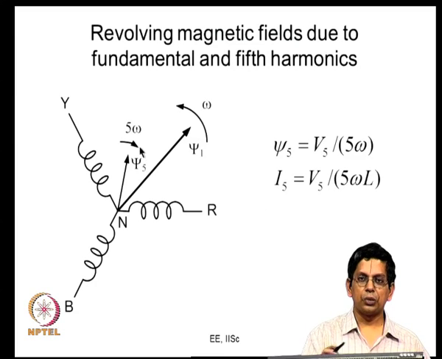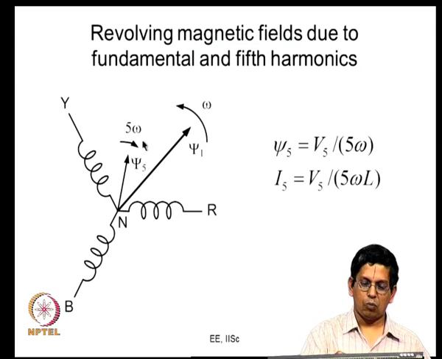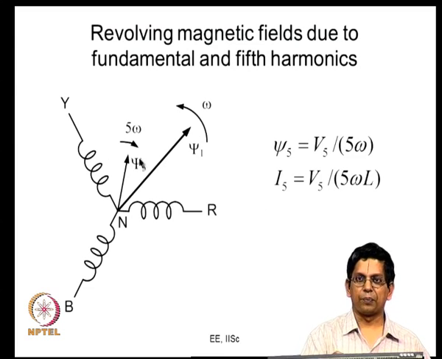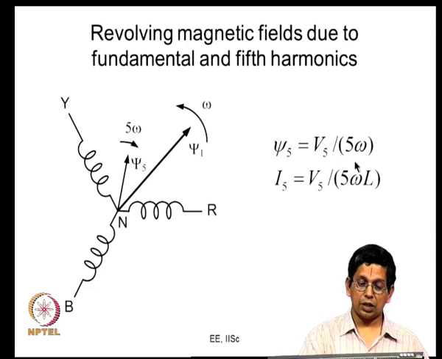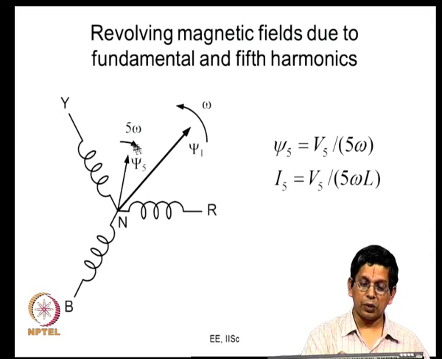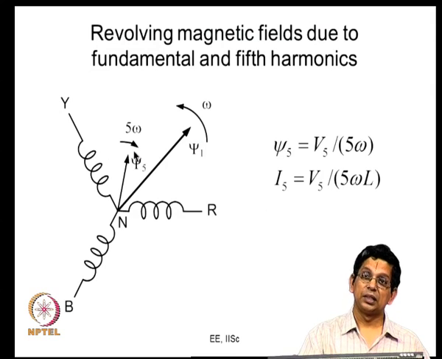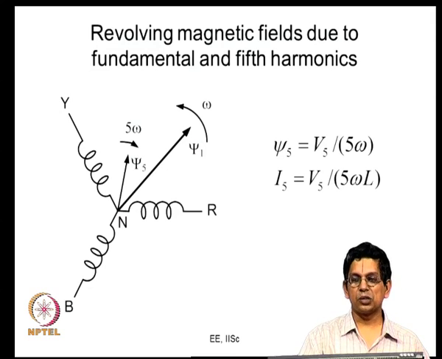So, this produces one. What is the frequency? Let us call it psi 5, and psi 5 would be V5 by 5 omega. So, this is a revolving magnetic field, but it revolves at a frequency 5 omega and in the opposite direction compared to omega. So, the relative speed between the fundamental magnetic field and the fifth harmonic magnetic field is 6 times the fundamental frequency, and this is why it leads to what is called a sixth harmonic torque.